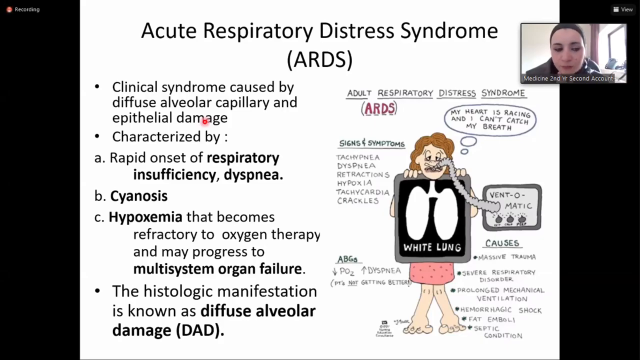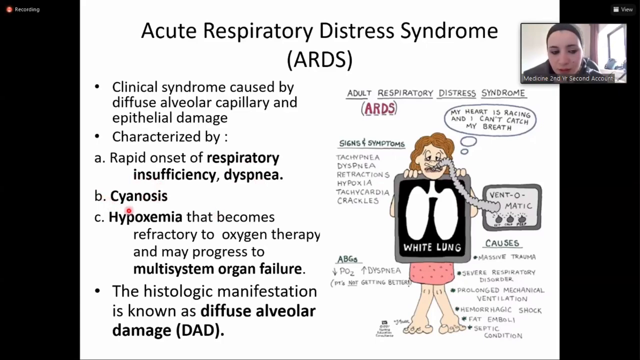Okay, characterized by rapid onset, عشان هيك حكينا acute, of respiratory insufficiency and dyspnea. يعني dyspnea يعني difficulty in breathing, يعني بيكون ال patient is gasping for breathing. تعرفوا هذا ال appearance, difficulty in breathing بنسميها dyspnea.